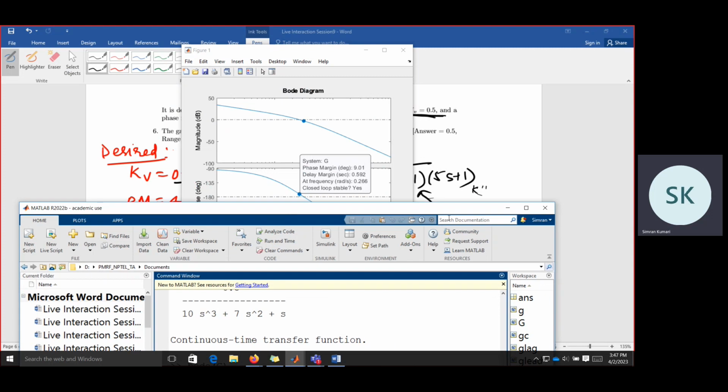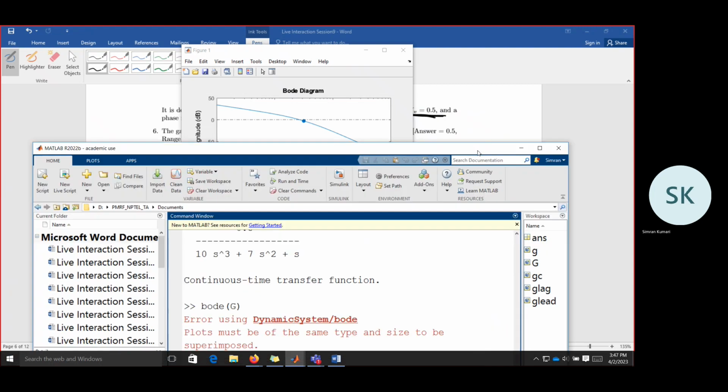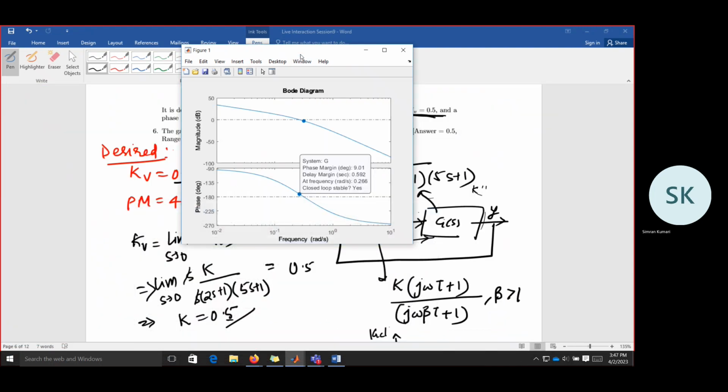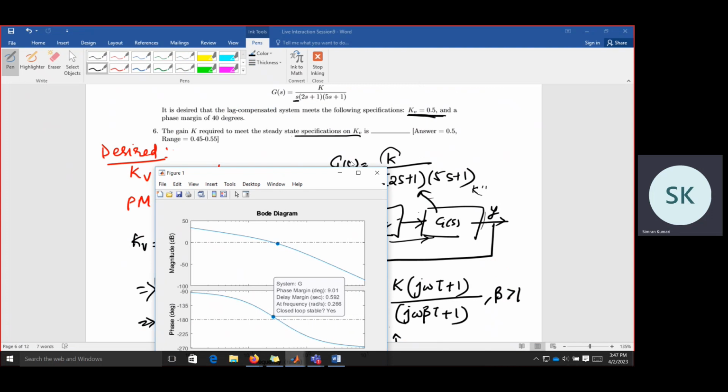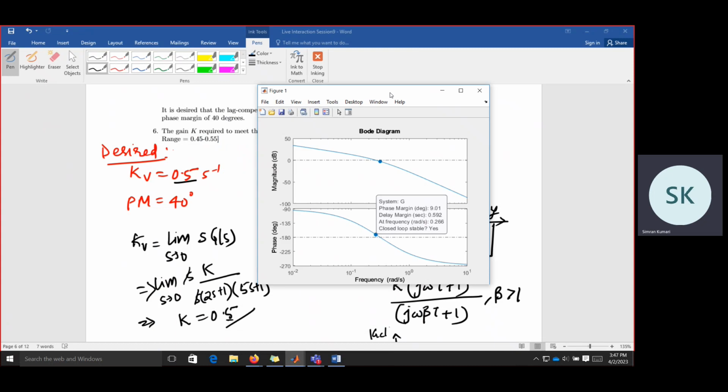Here we can see the uncompensated system. For this uncompensated system, we had to find gain K such that with this gain, it satisfies the steady state specification, that K be equal to 0.5. Now, once this is satisfied, we can see this phase margin is very small, 9.0. So it is relatively not that much stable.